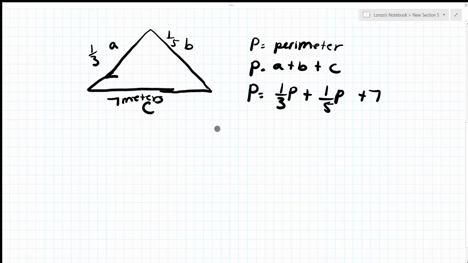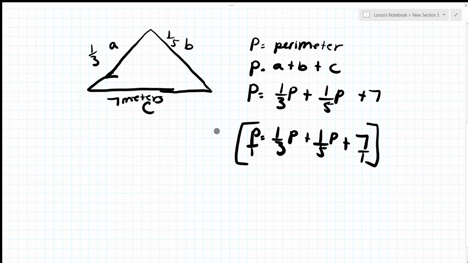So my goal is to solve for P. Let me rewrite this again. P equals 1/3 P plus 1/5 P plus 7. I want to solve for P, so I need a common denominator. Over here we have an invisible 1, and over here we have an invisible 1. So we have 1, 3, 5, and 1. What is my common denominator?